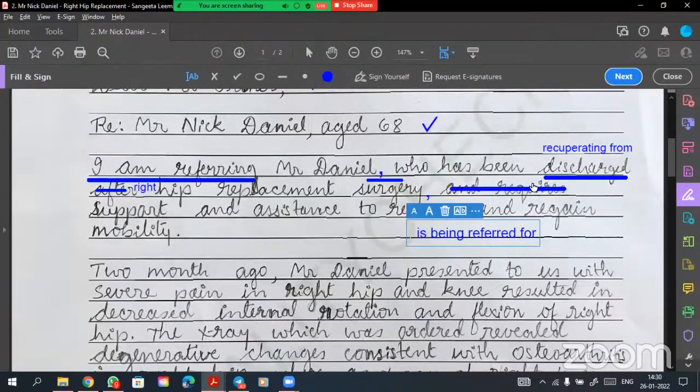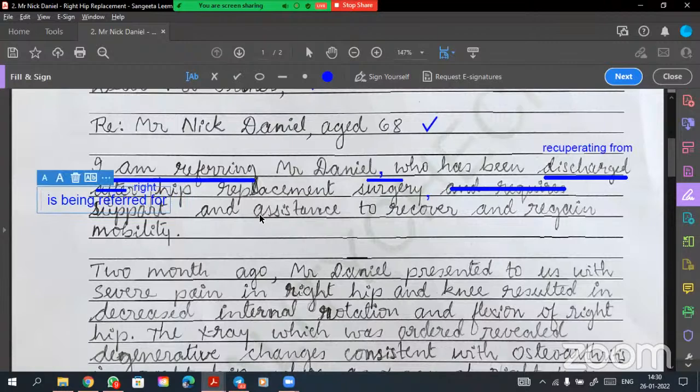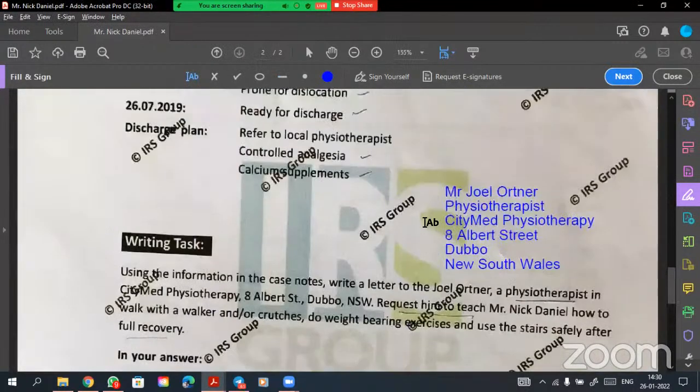Okay. So this is a discharge letter here. Is being referred for support and assistance to recover and regain mobility. Recovering, already this has come here. Recuperating, recovering. So you can avoid this one. Okay, to regain mobility. Okay, complete recovery, you can say. To regain, you can say. To regain mobility.